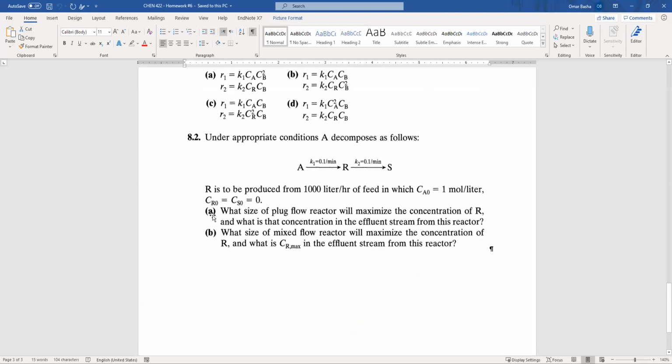Sorry, it's 8.2. For 8.2, you're told that under appropriate conditions, A decomposes as follows. R is to be produced from 1,000 liters per hour of feed, in which Ca naught is 1 mole per liter, and Cr naught is equal to Cs naught equals 0. What size of plug flow reactor will maximize the concentration of R, and what is the concentration in the effluent stream from this reactor?